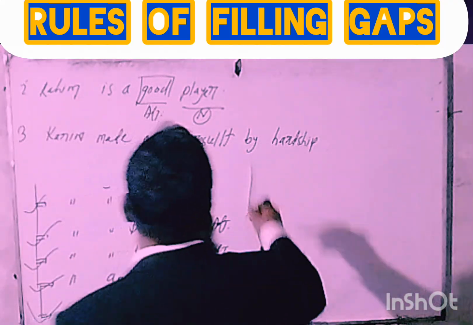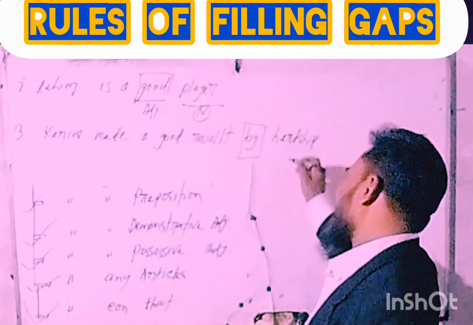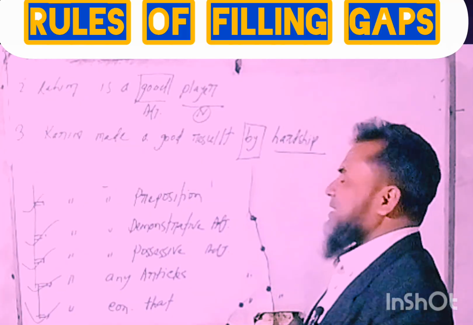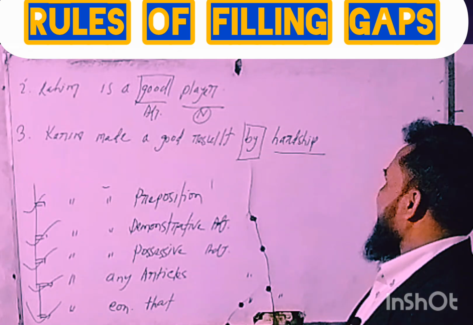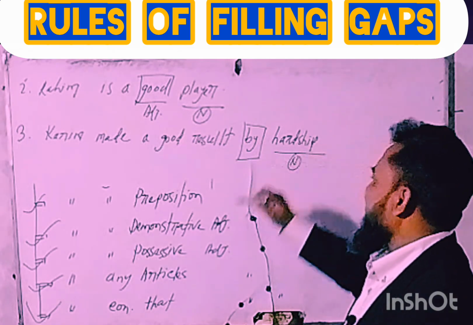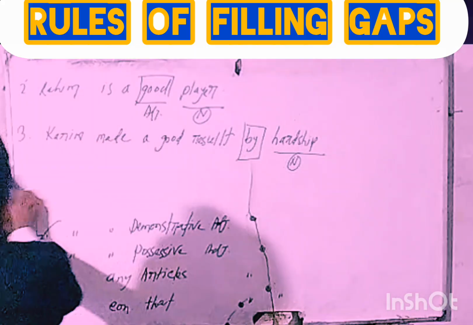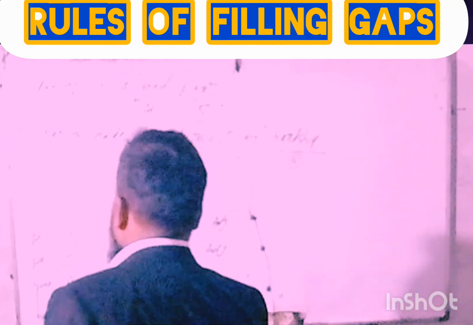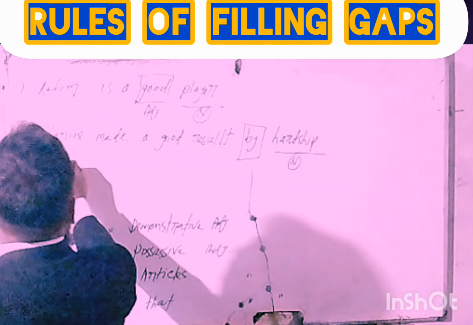My dear learners, by is the preposition in this sentence, and you have to mind that if any word is used after a preposition, of course, that word is a noun. Of that you have understood clearly. Now think about the next example.